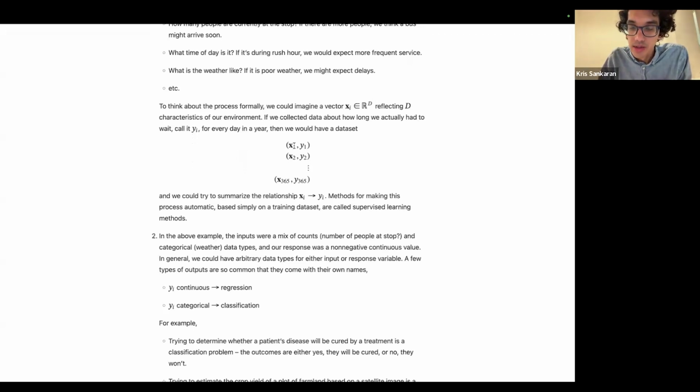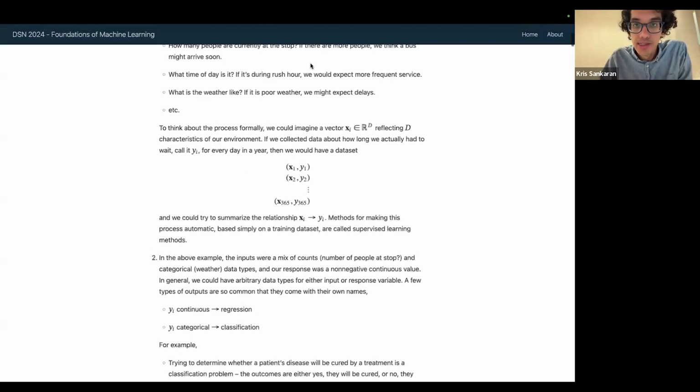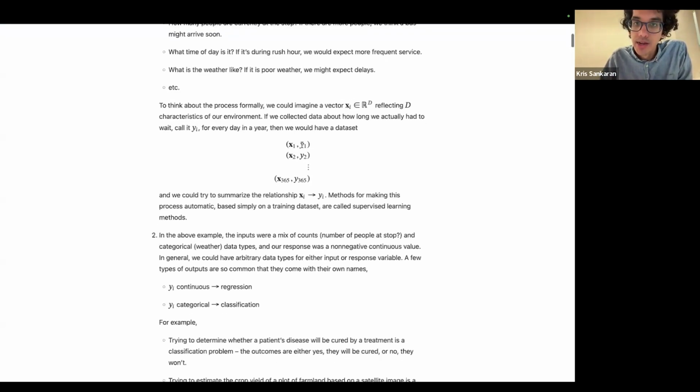You'd write it as a bold X and a lowercase y. I could imagine taking the bus every single day, and gathering all this background information, like the weather and how many people are waiting there. I could store all that information in these X's, and I would use my stopwatch to see how long I had to wait. That would give me a 365-length data set. I could eventually use this data set to learn a rule from X to Y. Like I might notice that Y is systematically longer on rainy days.